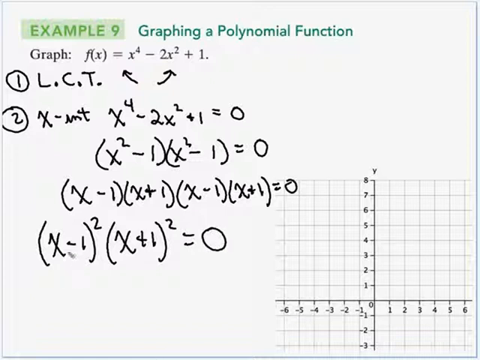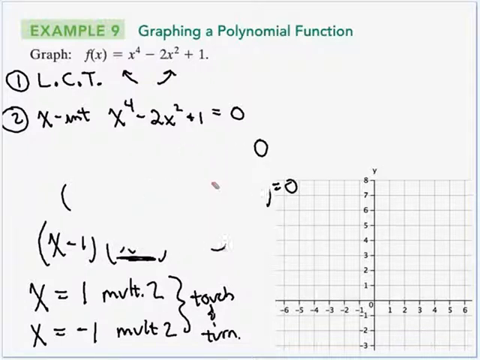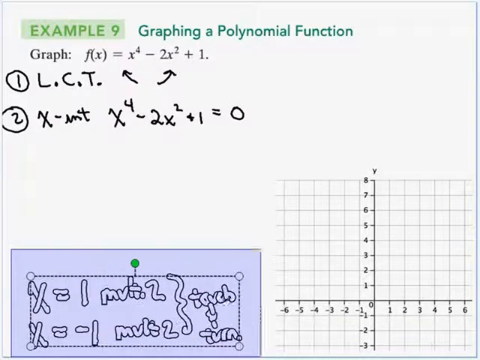So we have 2 zeros. We have x equals positive 1, and that's multiplicity 2. And then when we set this factor equal to 0, we're going to have a zero at negative 1, also of multiplicity 2. That means touch and turn. Touch and turn at those zeros. So let me get that out of there and move this up.